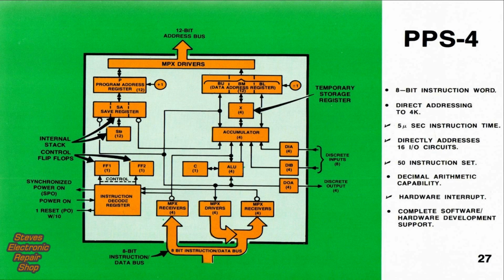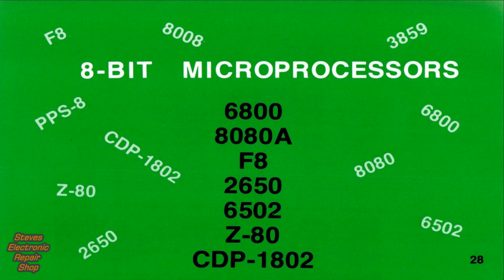They include a 5 microsecond instruction time, direct addressing of 16 input-output circuits, a 50 instruction set, and a single-level interrupt that can be expanded to 15 levels. The 8-bit microprocessor is by far the most popular. We'll discuss 7 of these chips.